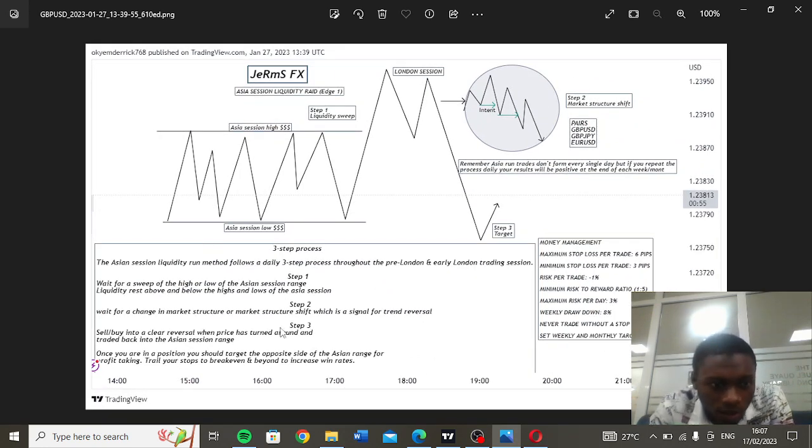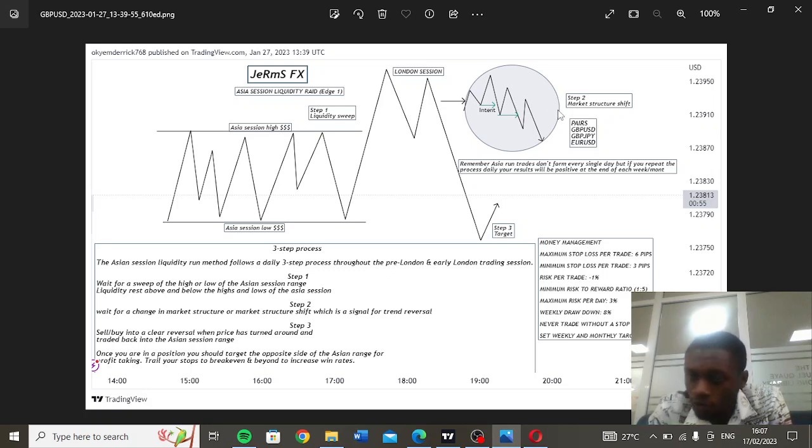On the lower time frame, just wait for a change in market structure. This is what we call the change in market structure, or market structure shift, because liquidity rests above the highs and the lows of the market. So there's liquidity resting above here and above here. This could just be a liquidity grab so that the market continues to move to the upside. So it is valid to take an entry here, but this is the safest one.